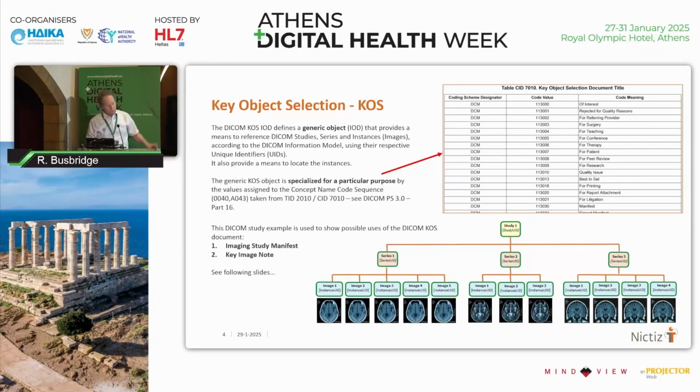Because we're talking about a manifest and a key image note in this discussion on the recommendations from the Multi-Country working group, I just want to introduce the costs as would be used for those particular use cases. If we take the underlying study here as an example, we've got a single study comprised of 3 series. Each series has a number of images in them. This is our basic study.